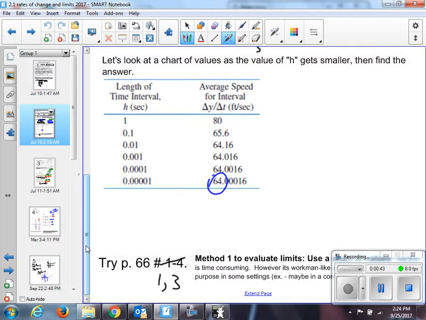And you can do this by chart. If you imagine that your h was 1, well, that's pretty small, but decimal 1's even smaller. Decimal 0 1, and so on. As you do a chart of values, it seems to be honing in on one particular value, 64 in this case. That would be the value of the limit by doing it with a chart.